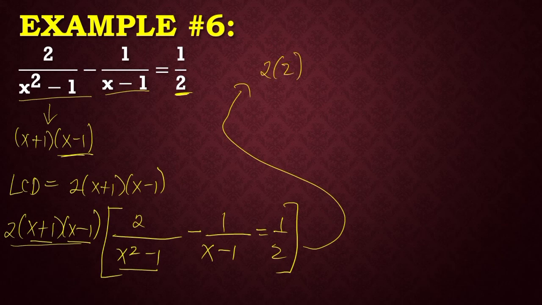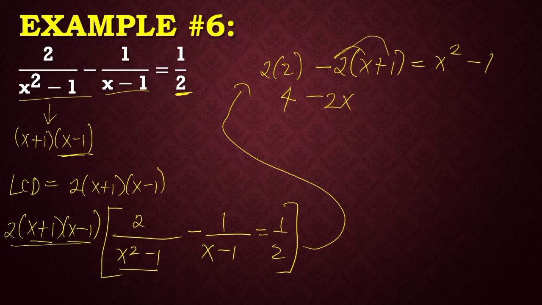Next, minus, sa 1 over x minus 1 naman, ang makakancel lang yung x minus 1. So, ang matitira is 2 times x plus 1 equals, okay, so sa 1 half naman, makakancel yung 2, matitira yung x plus 1 times x minus 1 na pwede natin isulat as x squared minus 1. Next, 2 times 2, that is 4. And then negative 2 times x, that is negative 2x. Negative 2 times 1, that is negative 2, is equal to x squared minus 1.